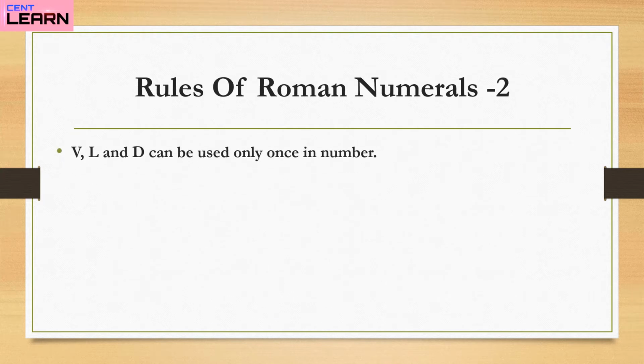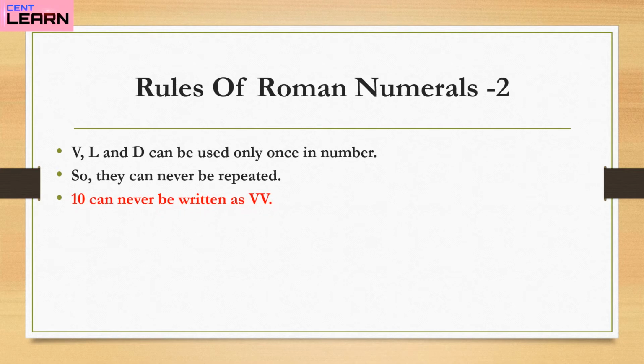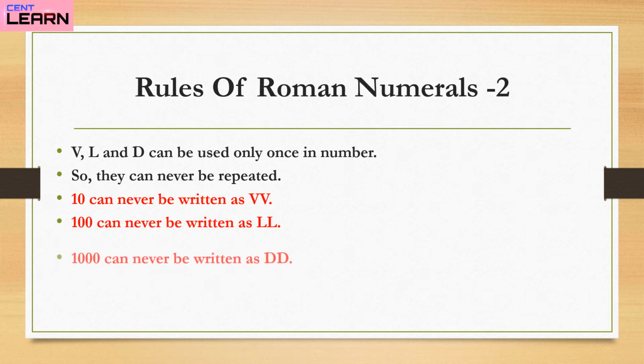V, L and D can be used only once in a number. They cannot be repeated. So 10 can never be written as VV. 100 can never be written as LL and 1000 can never be written as DD.